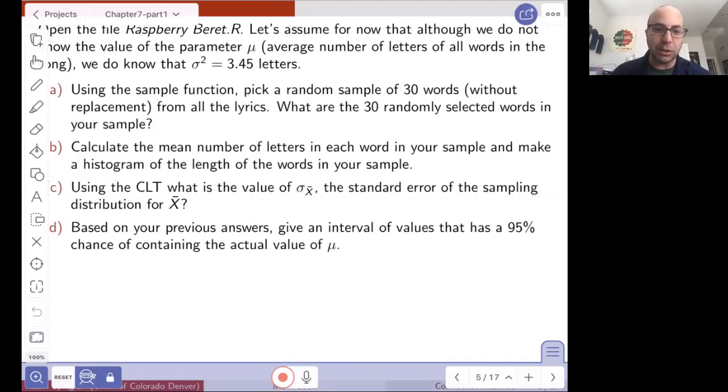Because I want to swap over to R. So I'm going to say goodbye, but I'm still here. And let's take a look at R.